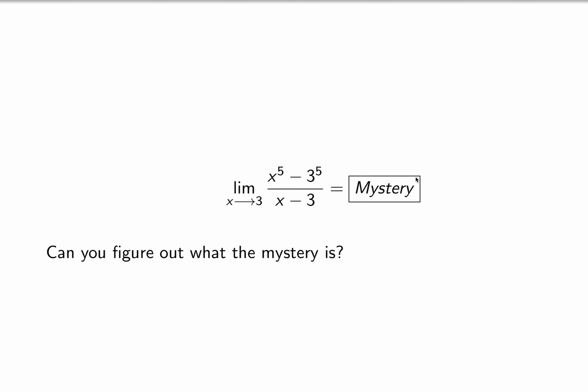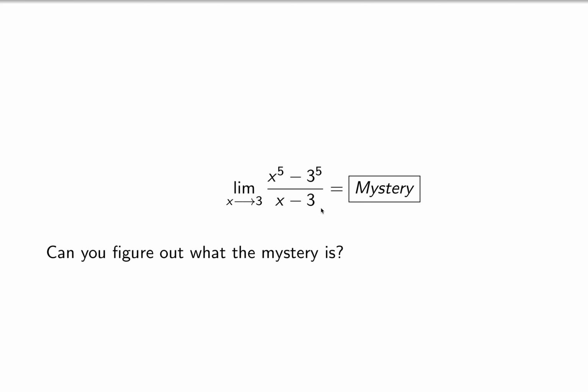But let's get ready. Suppose the problem was like on the worksheet. Suppose we were just given a limit like this. And it said, what's the limit as x goes to 3 of x to the 5th minus 3 to the 5th over x minus 3? Can we figure out what that mystery is?